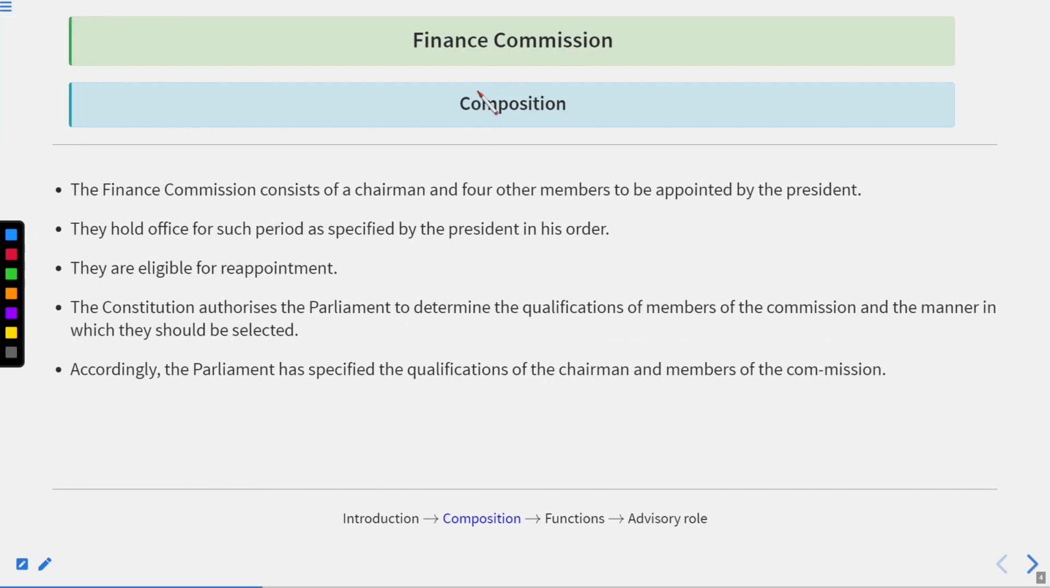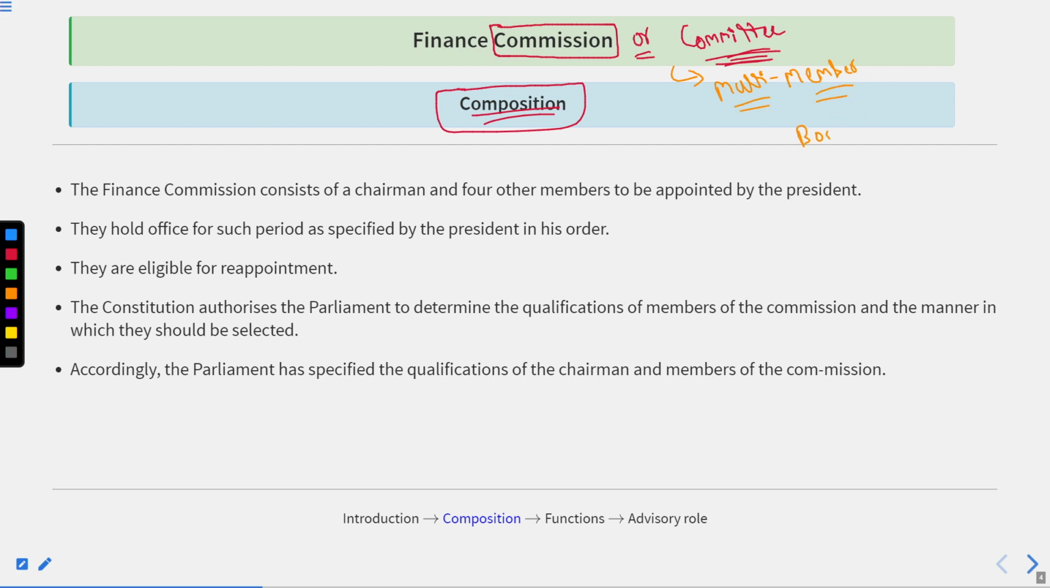Thereafter, after the basic introduction, now we are going to talk about the composition. Okay. So here, if you look at this word, it is a commission. Any word like commission or committee has one direct implication: it is a multi-member body, not a single member body. The same thing applies to the Finance Commission also, because it is also a commission.